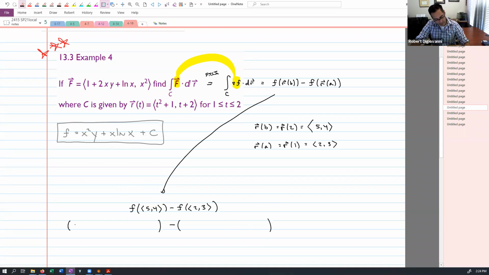So 5 for x, so I'm getting 5 squared times 4 plus 5 times natural log 5. Now, plus c, I don't need plus c because I can choose any c I want, so I'm going to choose 0. Understand? I can use any c. I'm just going to choose 0 for c because it would cancel out on this side anyway. It would cancel when you subtract.